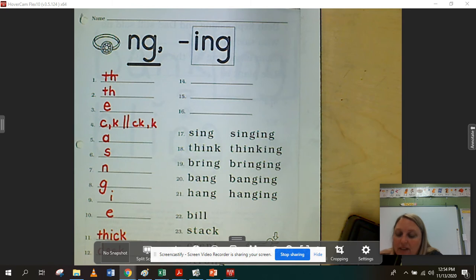Number 15. Using our new vowel digraph, write the word thing. Thing. And number 16, sang. Sang. I'm going to review those because I went a little fast. 14, long. 15, thing. 16, sang. Let's check them, friends.